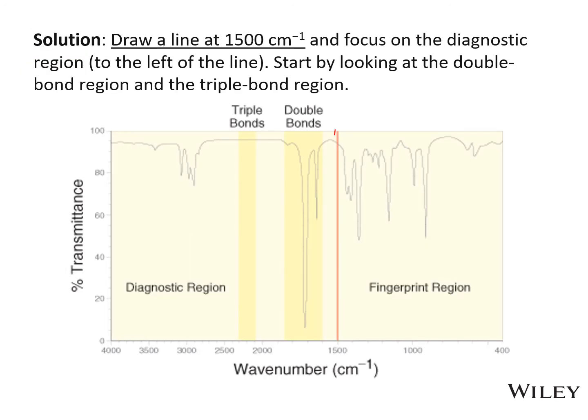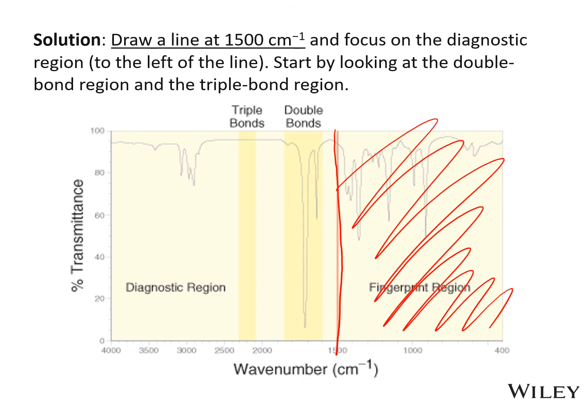First, we're going to draw our line at 1500. And remember, we don't care about anything to the right. We're going to look for double bonds, triple bonds, and possibly the presence of any CH bonds. So it looks like we've got a possible set of peaks in our double bond region. And remember, the carbonyl peak is very intense, and a carbon-carbon double bond is less intense. So right off the bat, it looks like we could be dealing with something containing a carbonyl and a carbon-carbon double bond. There's definitely no triple bond peaks here.